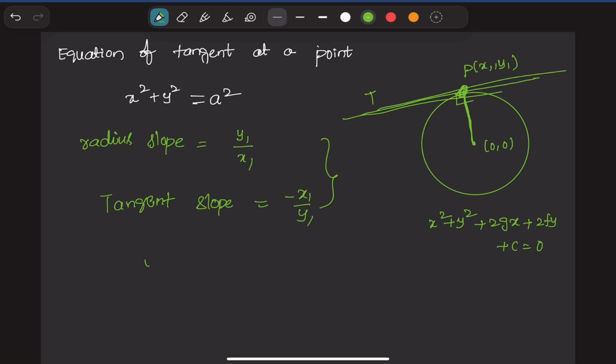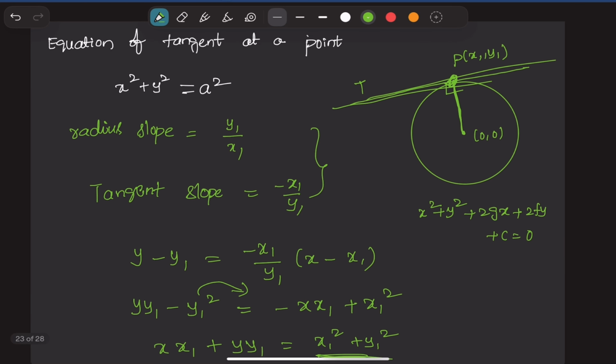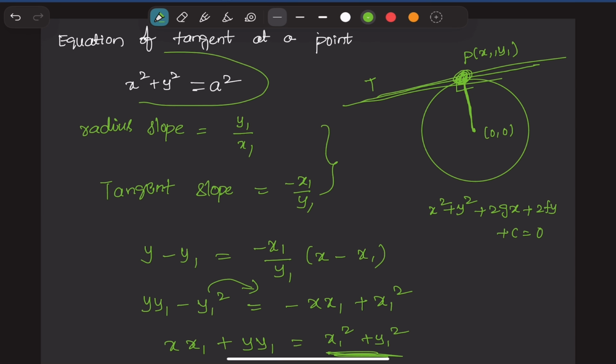So we can simply use point slope form. y minus y1 is equal to m into x minus x1. So this is simply y y1 minus y1 square is equal to minus x x1 plus x1 square. So if you bring x x1 to this side and send this y1 square to the other side, you'll get this particular equation.